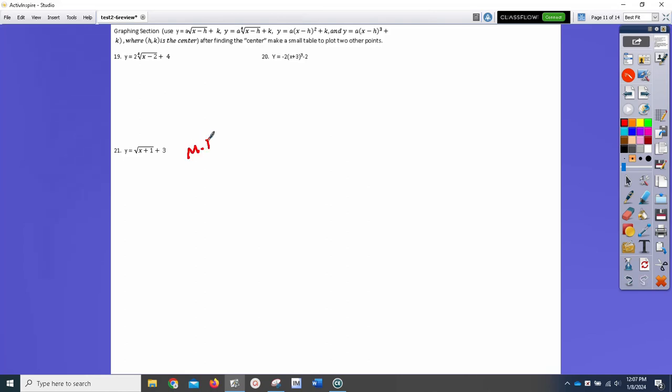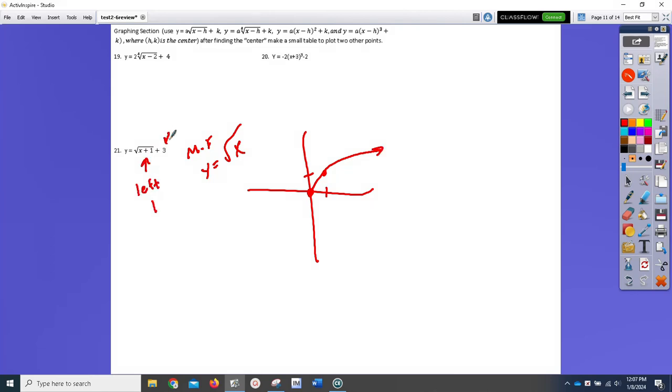The mom function is y equals root x. 2 key points are 0, 0 and 1, 1. Draw an arm. That's mom. All right. Here we have a left 1 and an up 3 transformation.